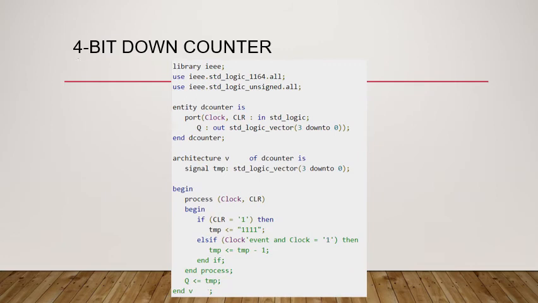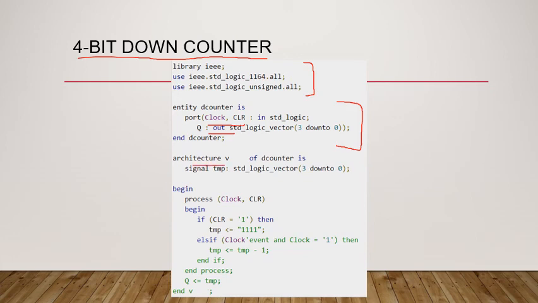So the next code is the 4-bit down counter. As I have already told, a down counter will be counting from 15 to 0 in this case, as it is a 4-bit down counter. A few things remain similar: we declare the libraries, then we declare the entity. There are two inputs again, clock and clear, and we have an output vector, taken as Q, 3 down to 0 again. Then we write down the architecture.